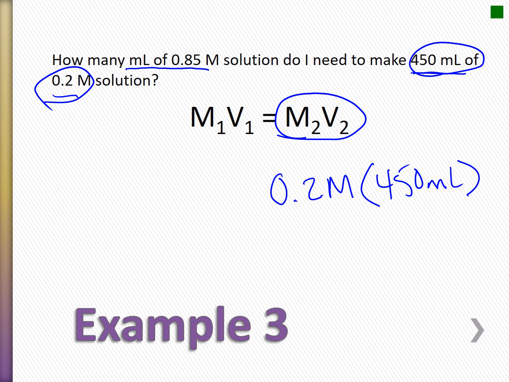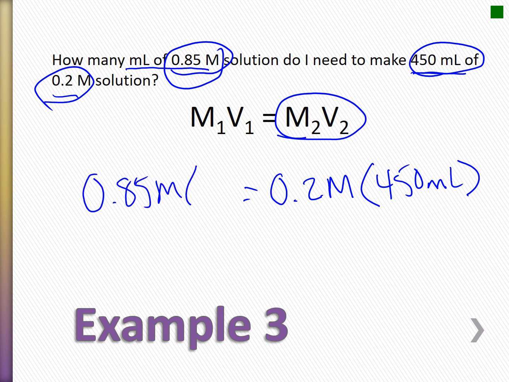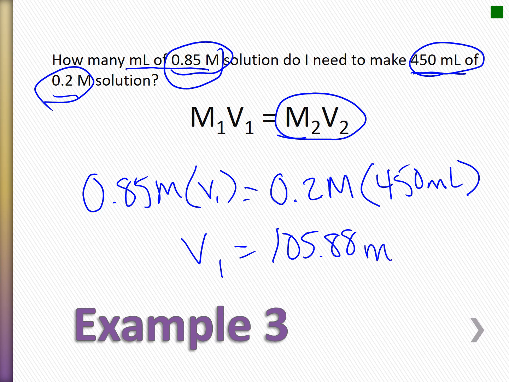Okay, so I need to dilute this solution. I'm trying to figure out, if I have a 0.85 molar solution, how many milliliters of that do I need in order to be able to dilute it to 450 milliliters at a 0.2 molar solution? So what you're going to do is 0.85 molar times my V1. When I solve for V, I get 105.88 milliliters, which, rounded to 1 sig fig, actually, is 100 milliliters.